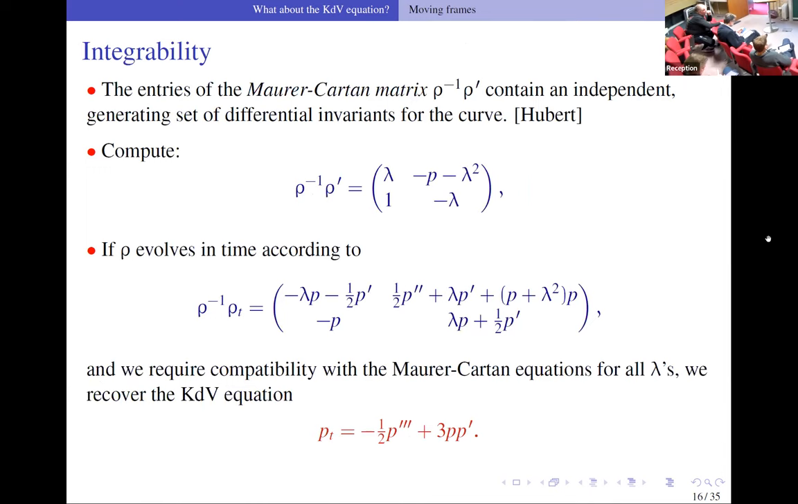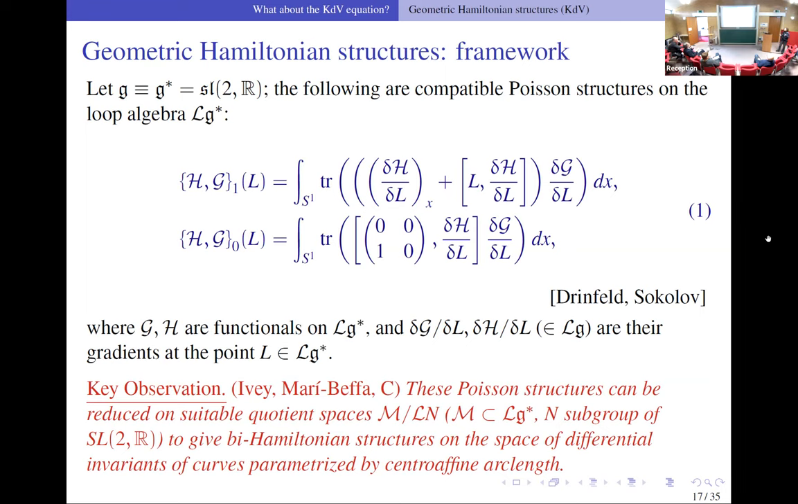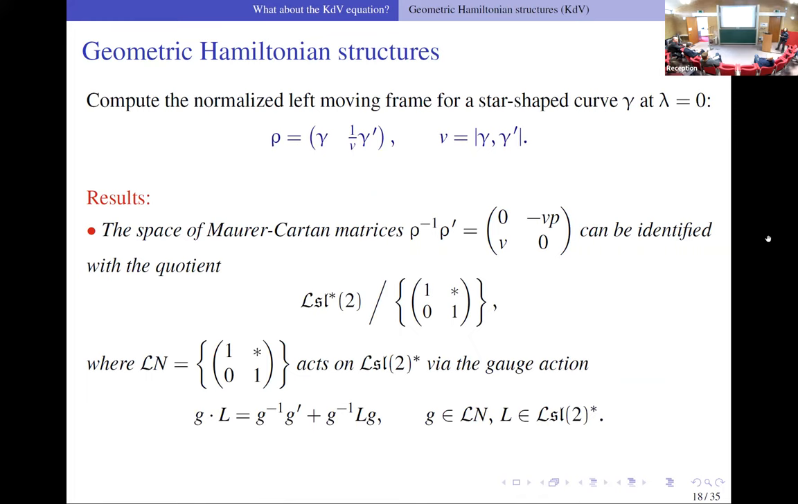this set of Maurer-Cartan equations lives naturally on a certain quotient space. And we can reduce those universal brackets to the quotient space to give Hamiltonian and bi-Hamiltonian pairs on the manifold of those. So if you do that, you go to moving frames again. So here is my moving frame at lambda equals zero. I set the spectral parameter at zero for this purpose.